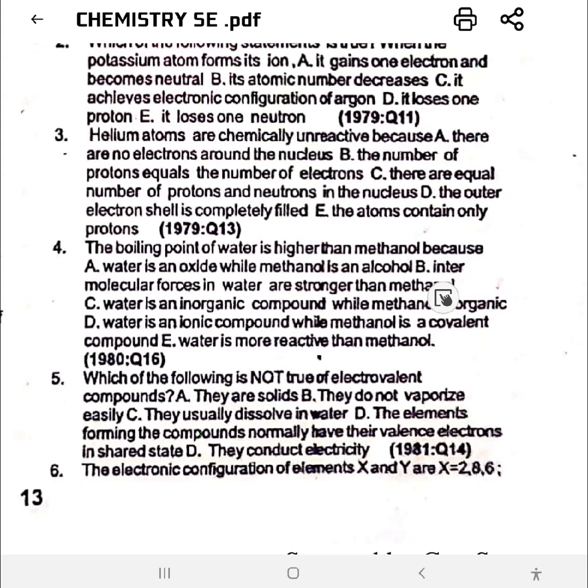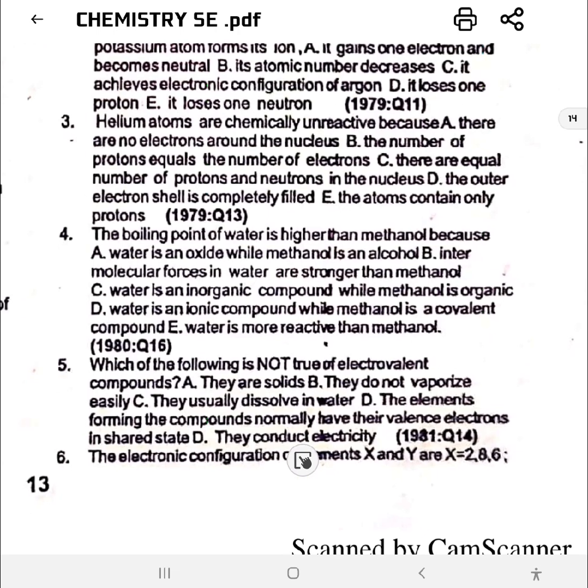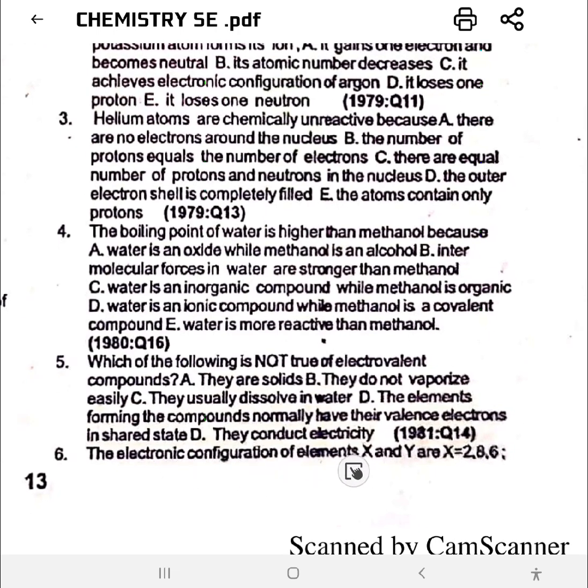Number 5, which of the following is true of electrovalent compound? Electrovalent compound, electrons are transferred. Covalent compound, electrons are shared. Coordinate covalent compound, lone pair of electron is shared. So the correct answer for number 5 is they conduct electricity. It's one of their properties. 5 is D.